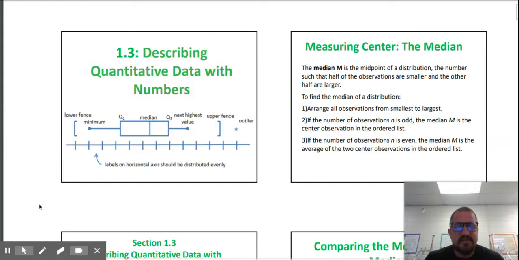But the best thing to do is to go to Stat Edit on your calculator, type in your numbers, then go to Stat Calc, one variable stats, and scroll down, and you'll see the median there.